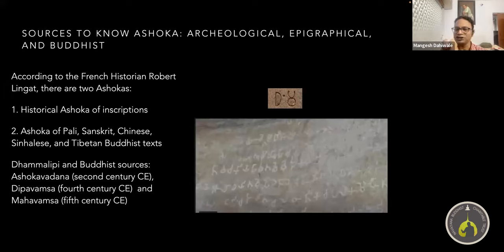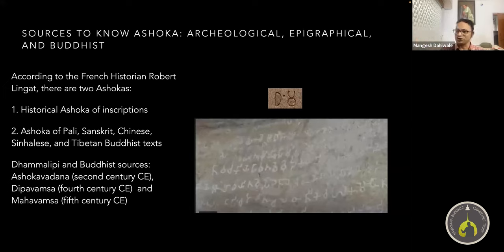Like Dhammalipi, the Ashokan scriptures and the inscriptions are one of the sources, and the Buddhist sources, particularly the Ashokavadana, which is called the northern scripture, which was written in the 2nd century Common Era, Dipavansa, which is the collection of many chronicles, which was compiled in the 4th century Common Era, and Mahavansa. They became the important sources to know Ashoka.